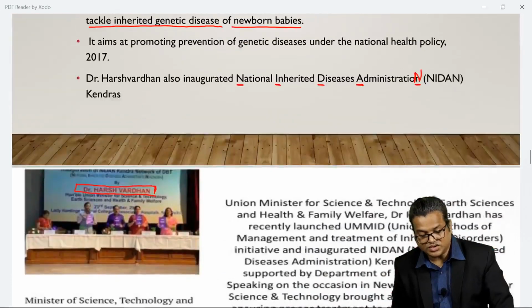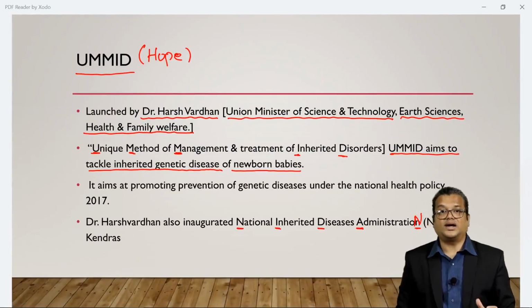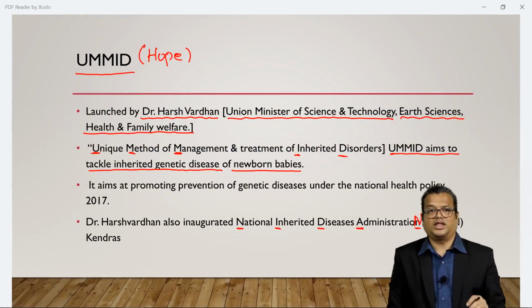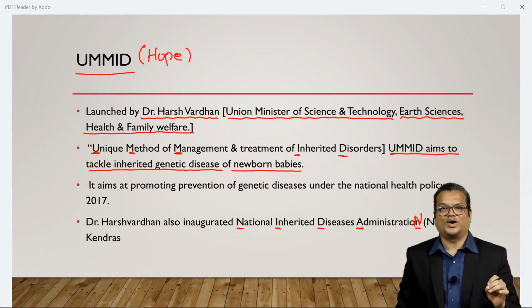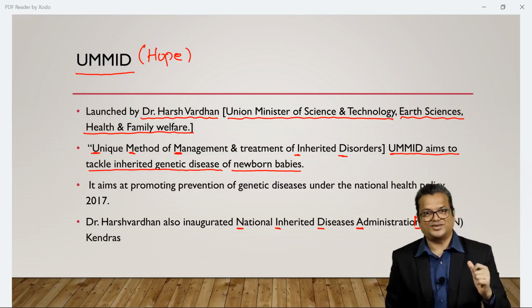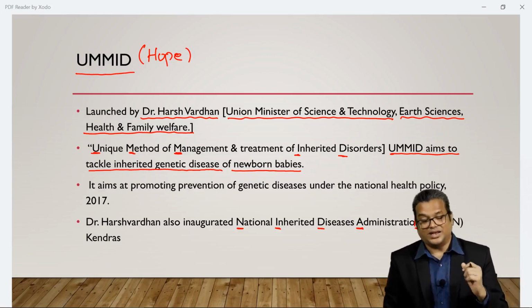So I hope you have understood this scheme. Umeed, what is that? Let's repeat. Umeed is nothing but a unique method of management and treatment of what? Inherited disorders. Understood, friends? Interesting, right? Let's go ahead.